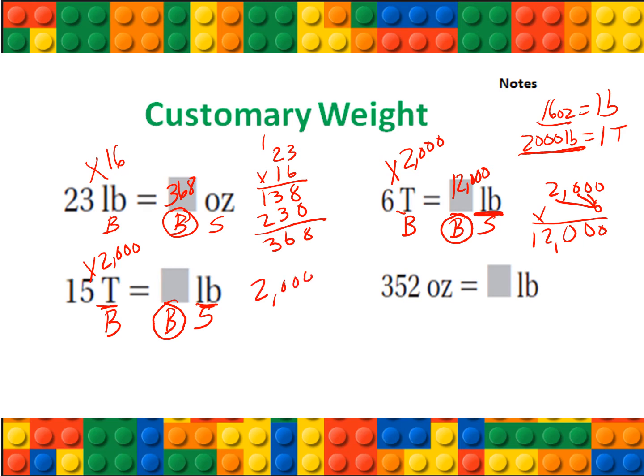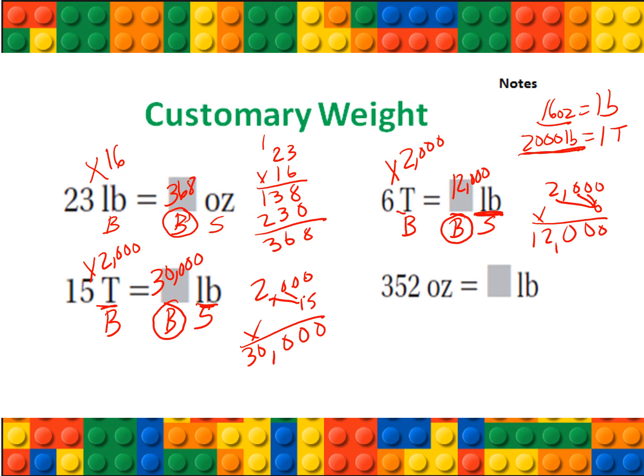So 2,000 times 15. 15 times 0 is 0. 15 times 0 is 0. 15 times 0 is 0. 15 times 2 is 30. So the answer is 30,000. All right.